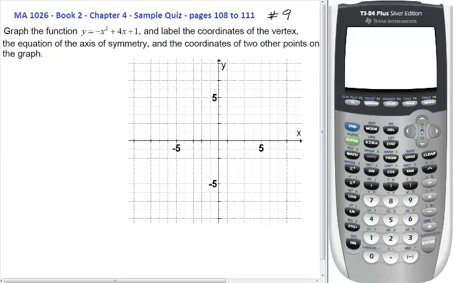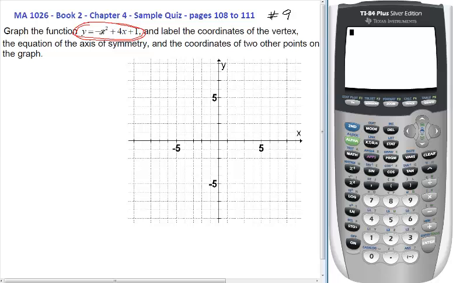Hello students, we're going to take a look now at the solution to number 9. This is number 9, part of chapter 4 sample quiz, which of course is in book 2 of your MA1026 booklets, and it's asking us to graph the function, and it's a quadratic function, so the graph of a quadratic is a parabola. So graph this quadratic function and label the coordinates of the vertex, the equation of the axis of symmetry, and the coordinates of two other points on the graph.